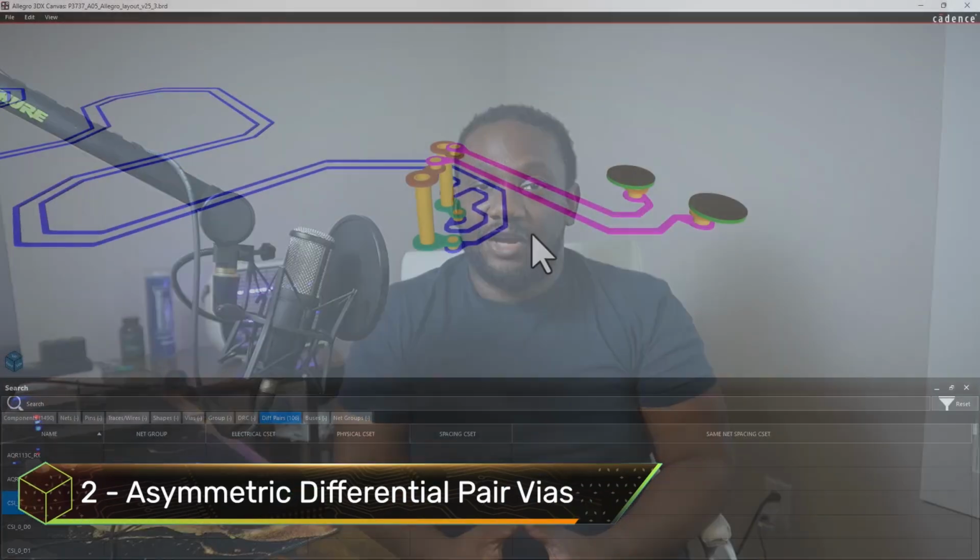The fix is to evaluate your stub length against the edge rate of the signals coming off of your chips, regardless of clock frequency. If the stub is too long for your rise time, you'll need to remove it. Back drilling is usually the cheapest way. Mistake number 2, asymmetric differential pair vias.